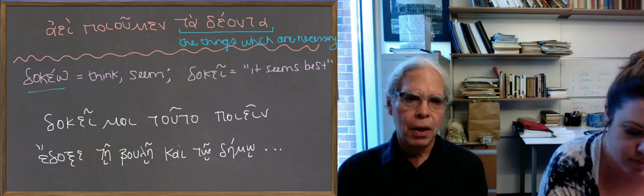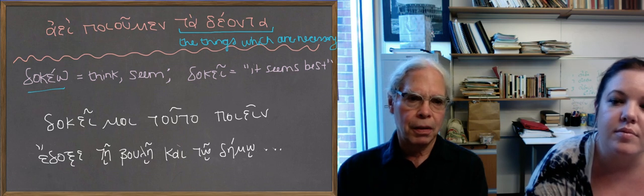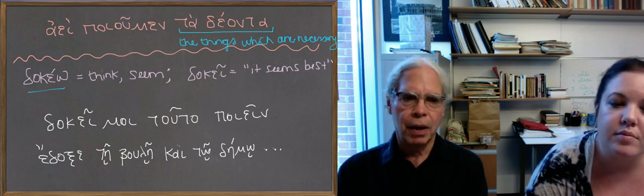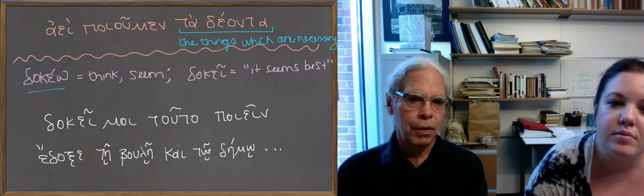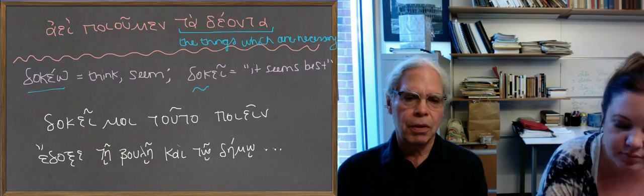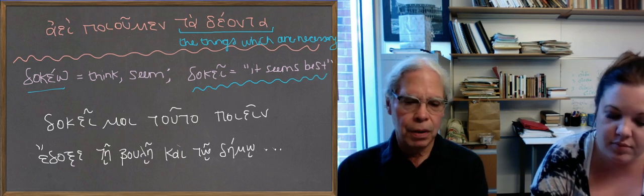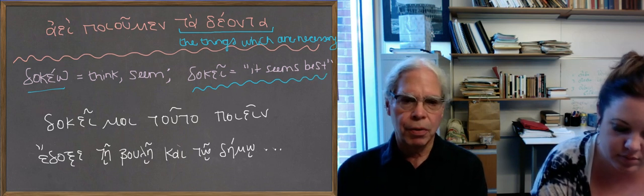the verb dokeo, which means think or seem and can take all the subjects you want. I think, I seem to be doing something, I think something, and so forth. But it also has a special sense in the impersonal third person. And it means in these cases, it seems best. It can be present or imperfect or aorist or what have you.